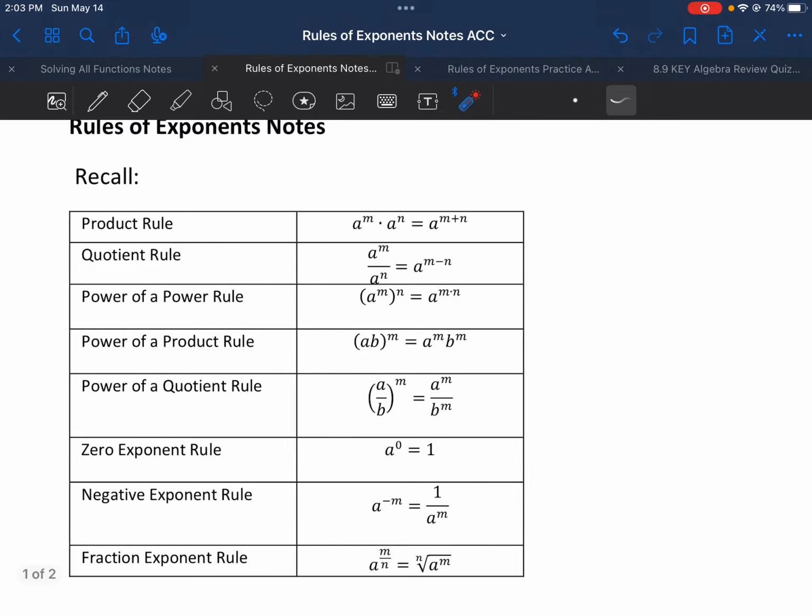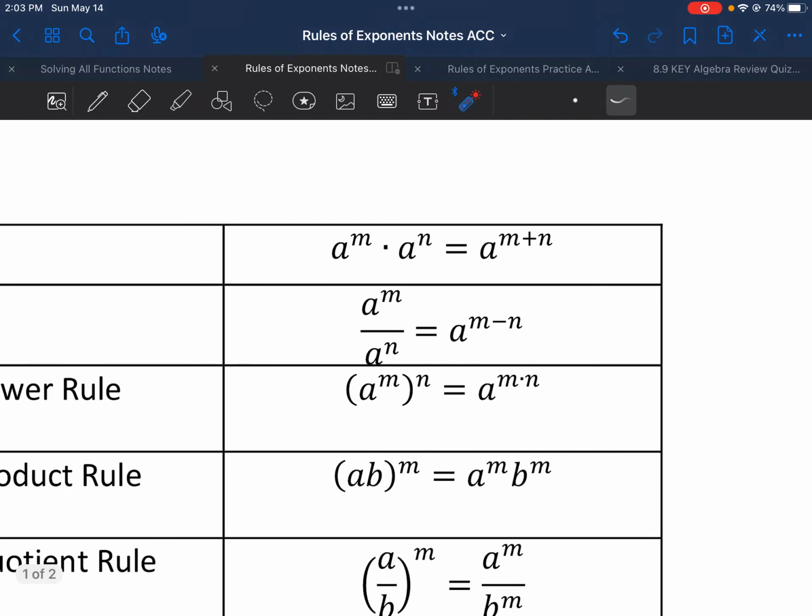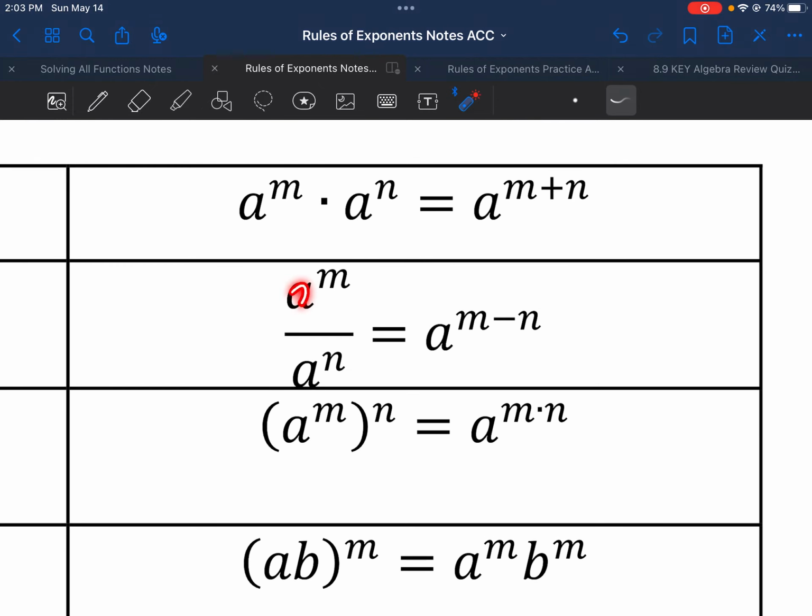With the product rule starting off, if we are multiplying two of the same base, then we can go ahead and add up their exponents together and have only one base. Quotient rule, let's say we are dividing two things of the same base. So here A would be the base. Then we can subtract those exponents, always going top minus bottom.